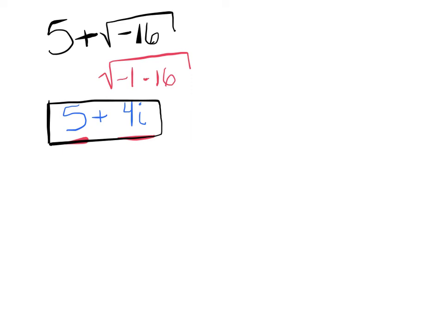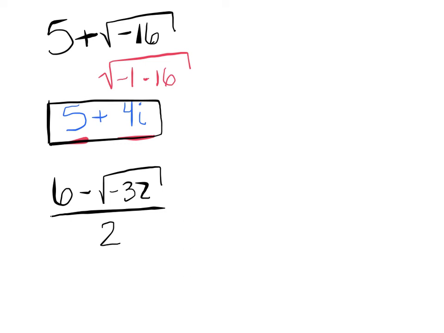Okay, let's try something a little bit more different. Let's do 6 minus the square root of negative 32, divided by 2. Before we worry about the big fraction and all the other numbers, let's focus on our negative square root. The square root of negative 32 can be written as the square root of negative 1 times 32. Now we want to think about that 32. Are there any perfect squares that go into 32? 4 goes into 32. Are there any bigger perfect squares that go into 32?